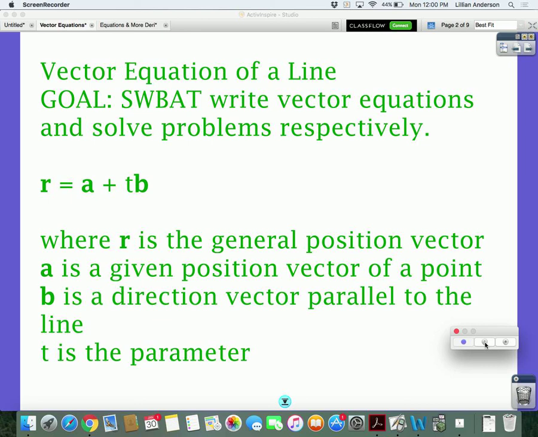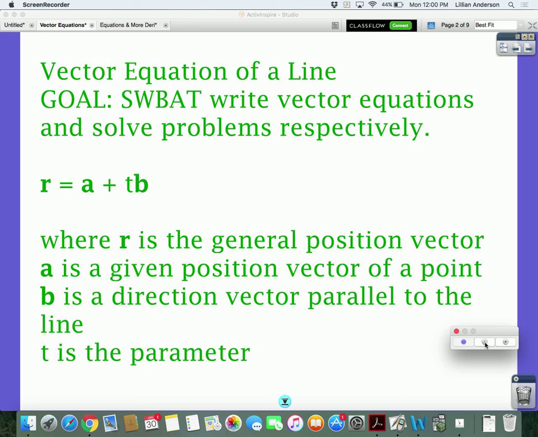Okay, so T is like your variable. So T can change. It can be T, S, alpha, beta, gamma. It could be any particular letter. But that is the basic setup for a vector equation. Okay, so that's pretty much the bulk of the notes.